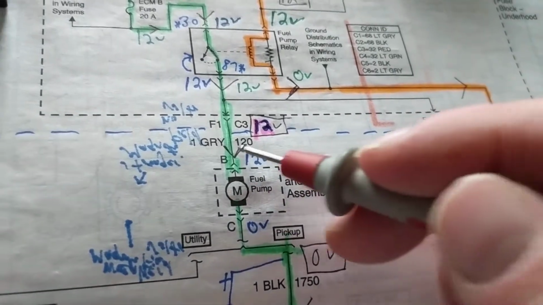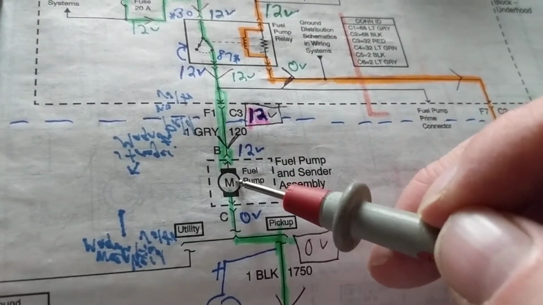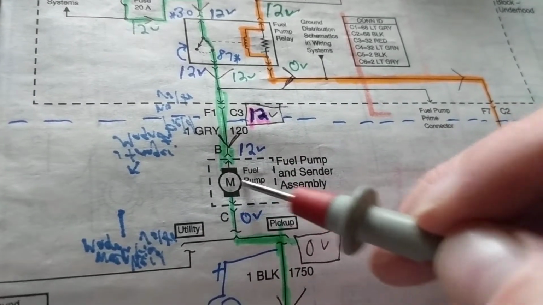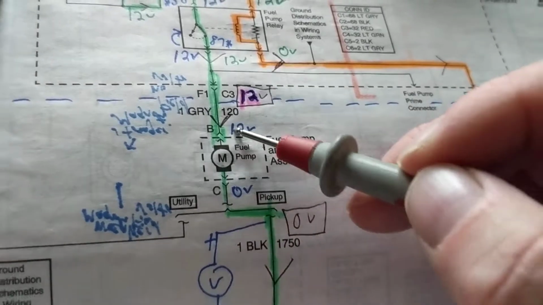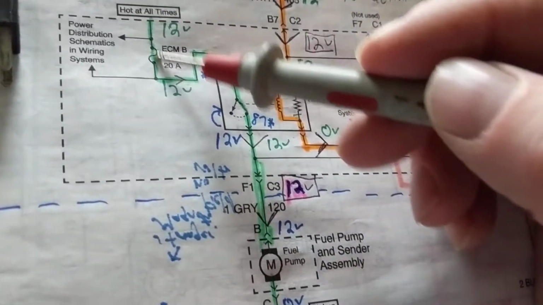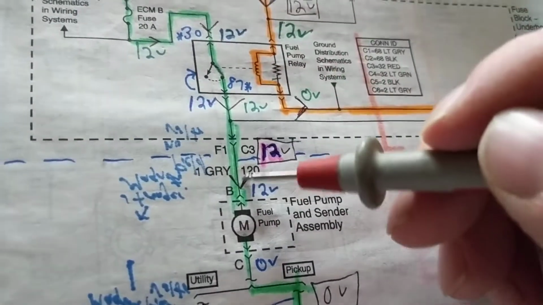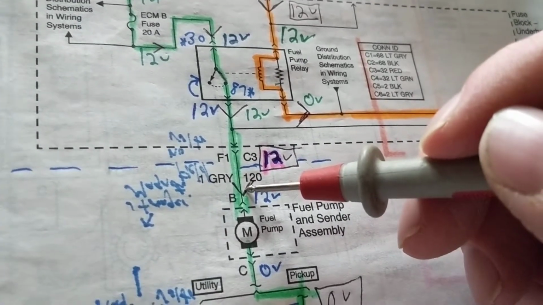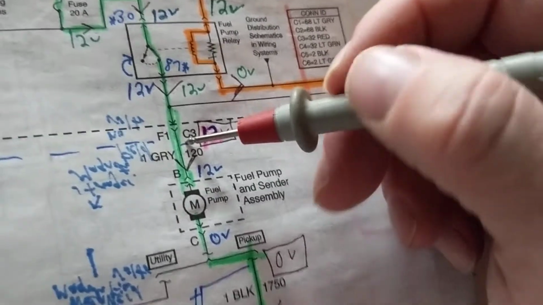However, does that mean that this is good? Let's say there's an open over here in the connector or the fuel pump, whatever. Let's say there's something open over here. I'll still measure 12 volts here. Why? Where am I going to lose the voltage? I'm not going to lose the voltage across him. I'm still going to have 12 volts over here.